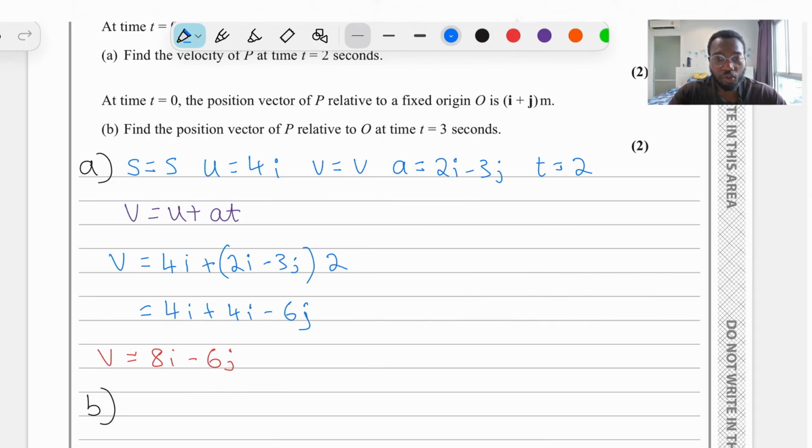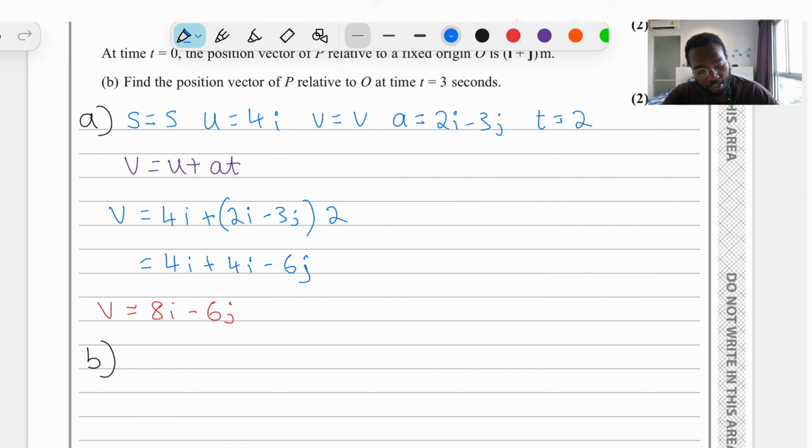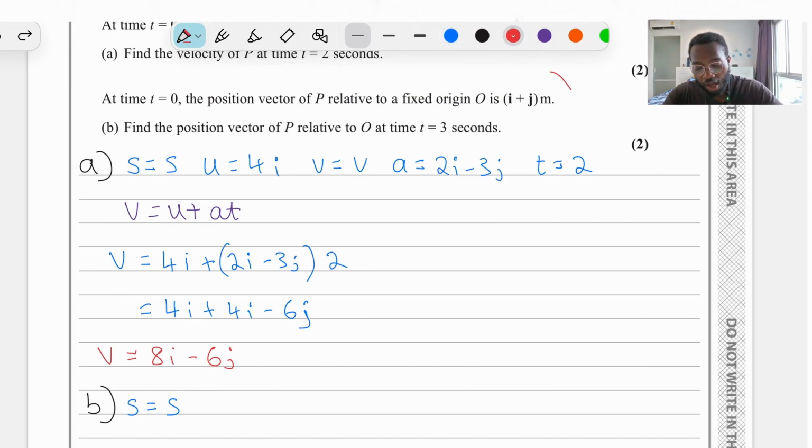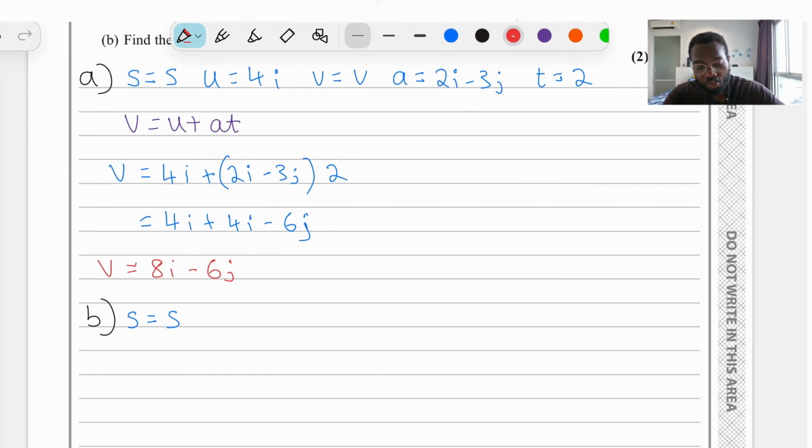So when we think about a SUVAT equation, in this case it wouldn't just be S. Usually when we look at it from a fixed origin, it's 0i plus 0j, so it's just going to stay as S. But this one, because we know that we are i plus j meters away, whatever our position vector ends up being, we have to minus the i plus j, because it's going to be a distance from i plus j. Therefore, in this question, our S would be S minus i plus j, okay?